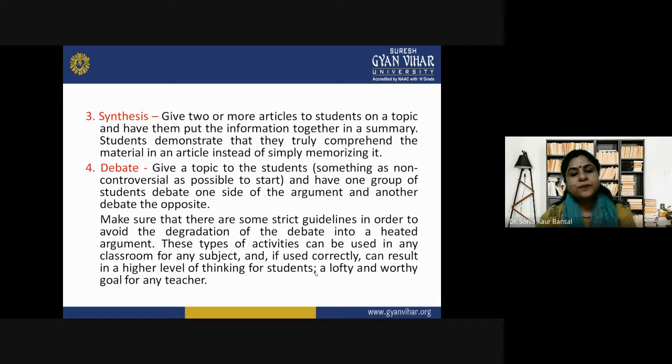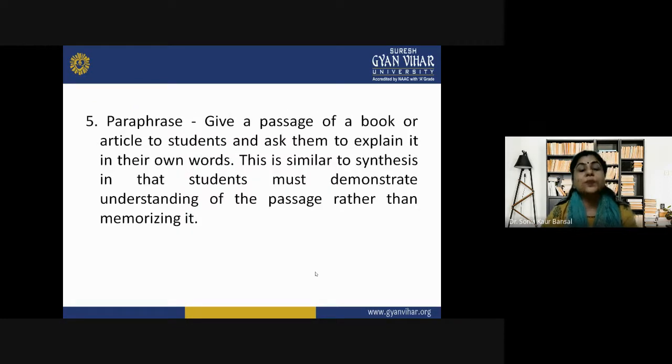So these types of activities can be used in any classroom for any subject, and if used correctly, can result in a higher level of thinking for students, a lofty and worthy goal for any teacher. So these are some ways that you can enhance the critical thinking among your students. Now, the next way is to paraphrase.